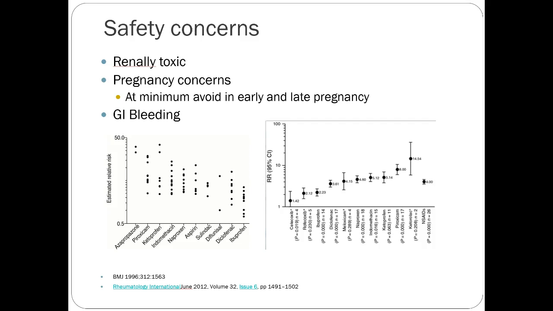GI bleeding, so that's the other big one, probably the most common one to remember when it comes to NSAIDs. I always think renally toxic, GI bleeding, and then again, kind of watch your pregnancy status on your patients. This is some studies that show you about how the relative risk on different NSAIDs and their GI bleeding risk.